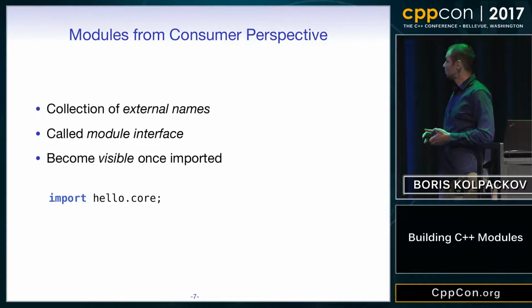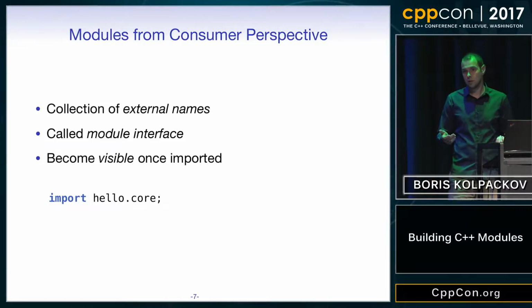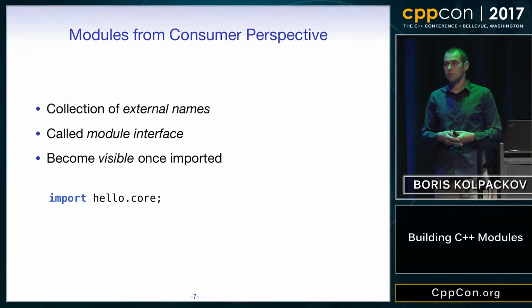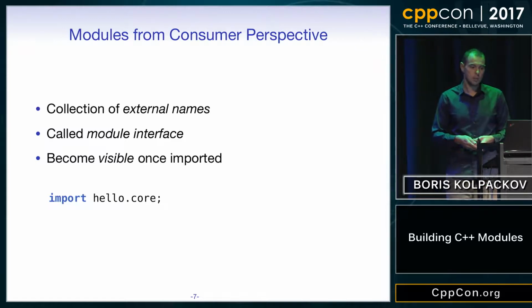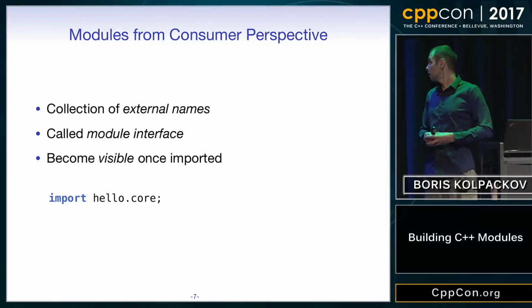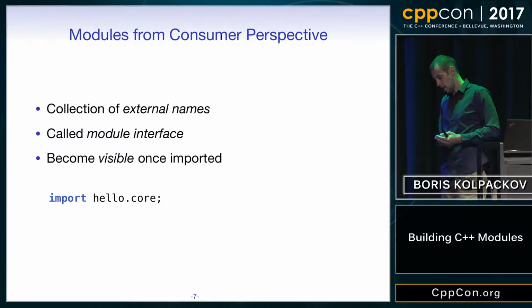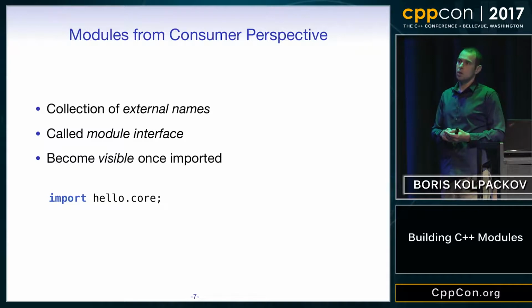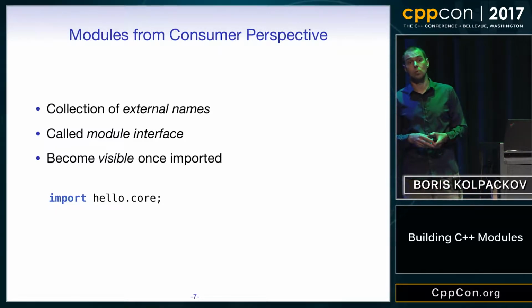From the module consumer's perspective, a module is a collection of external names called the module interface that become visible once the module is imported by a consumer. So to import a module, we use the import declaration, the import keyword followed by the module name. A module name is a sequence of dot-separated identifiers. The standard does not currently prescribe any hierarchical semantics, though it is customary to refer to, for example, hello.core as being a submodule of hello.